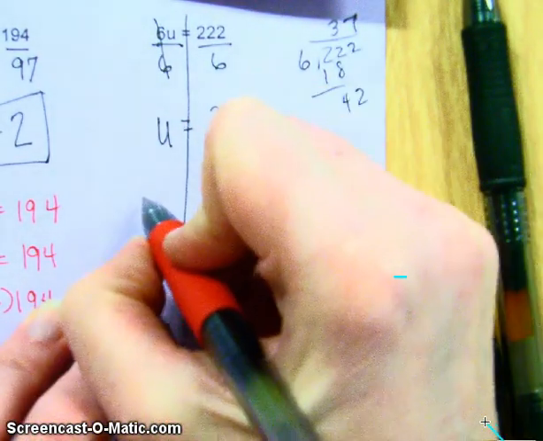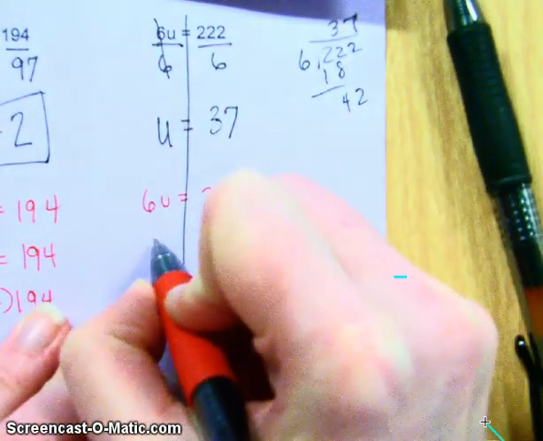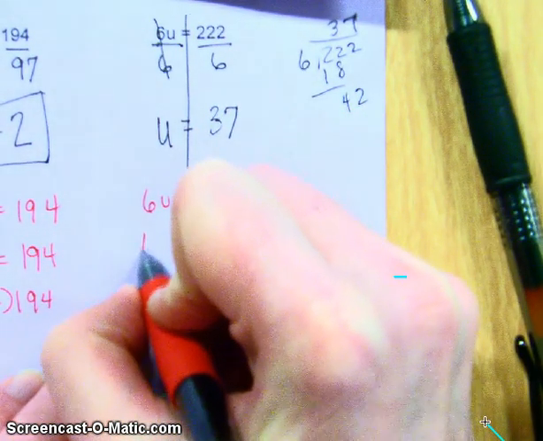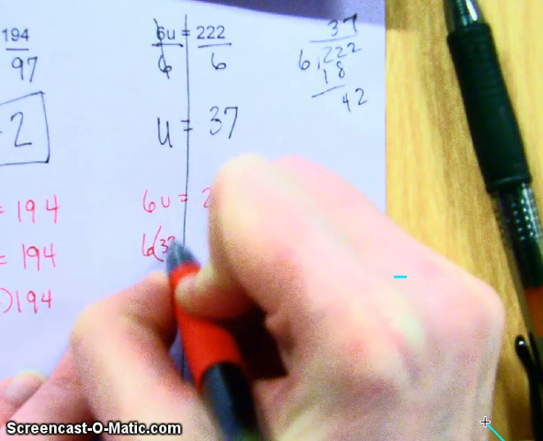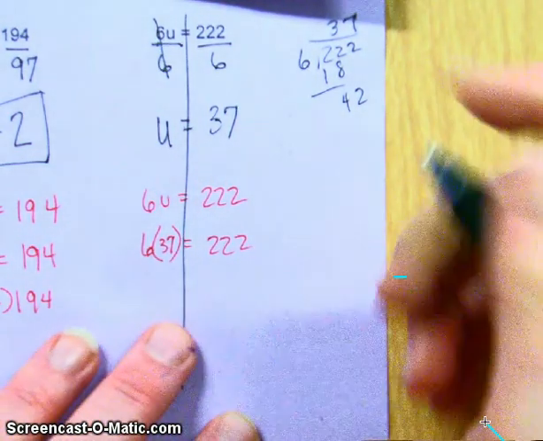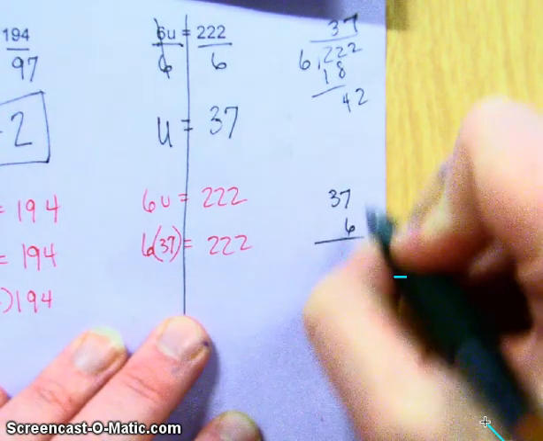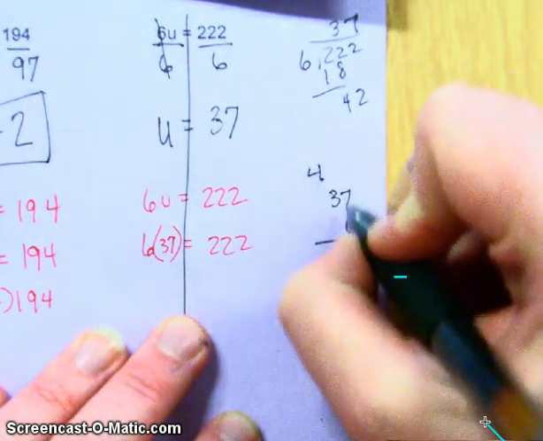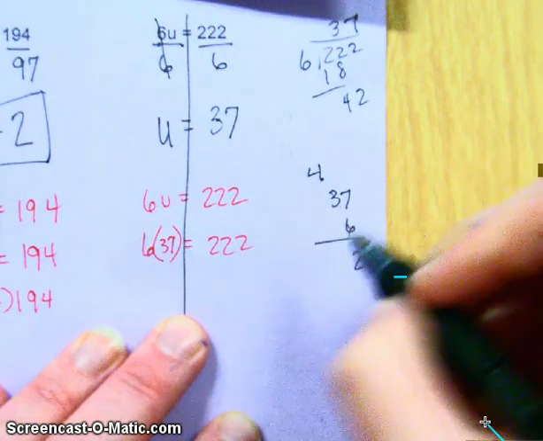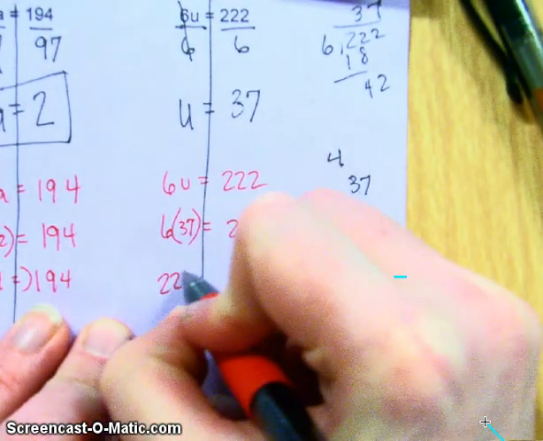Let's check. 6u is equal to 222. Substitute in 37 for your u. And let's check over here. 37 times 6. Check my math. That's 42. Carry your 4. 6 times 3 is 18. Plus 4 is 22. So we are fair and balanced.